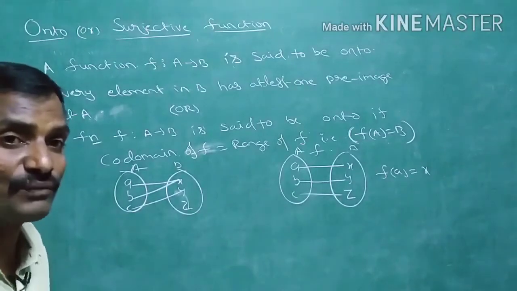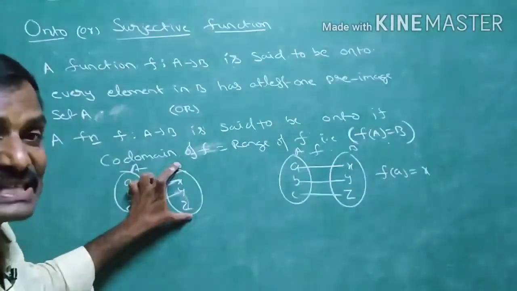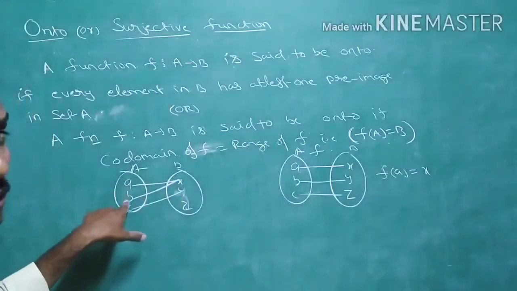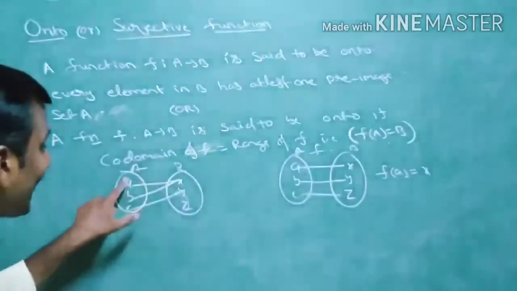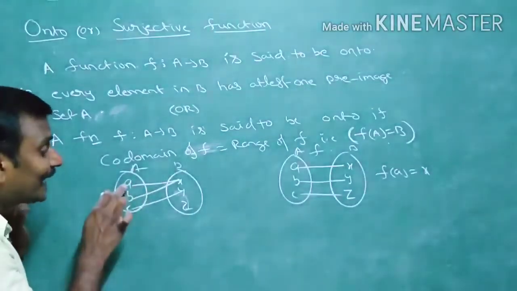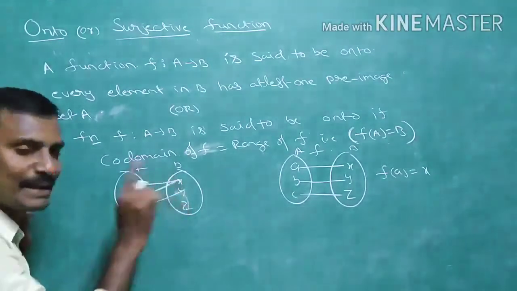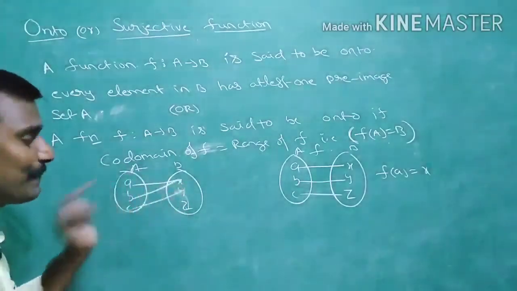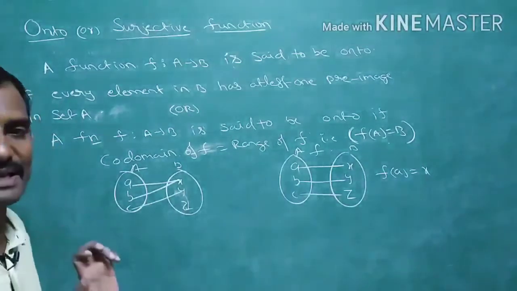What is the definition of onto function? Every element in set B has at least one pre-image. Here X has two pre-images, no problem for that one. More than one pre-image is no problem. Here X has A and B as the pre-images. Don't confuse: here A has a unique image X, B has a unique image X, but X has two pre-images, A and B. But Z has no pre-image.